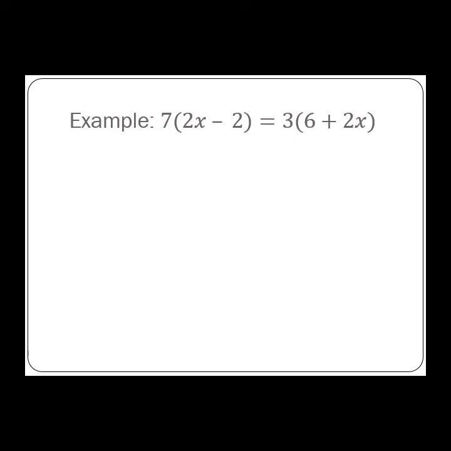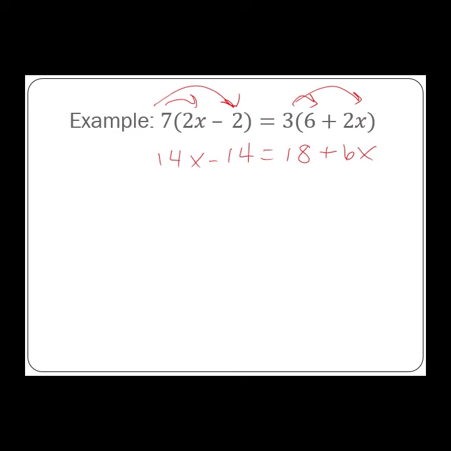So here's an equation that requires simplifying on both sides. So we need to distribute. 14x minus 14, and we'll distribute on the right, and we get 18 plus 6x. Now in this case, both sides are already simplified, so we're going to move to the addition property of equality.